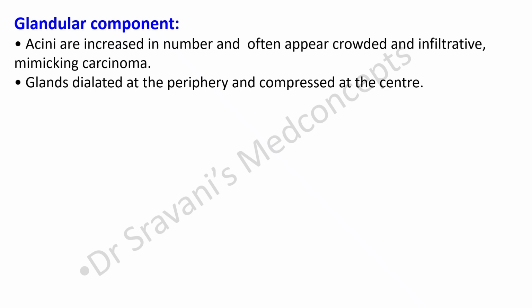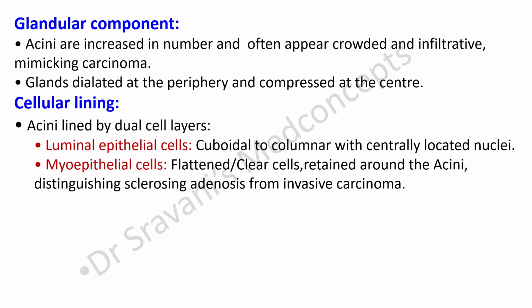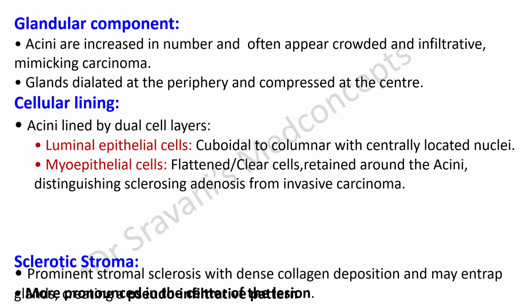Coming to the glandular component, in sclerosing adenosis, acini are increased in number and often appear crowded and infiltrative, which mimics carcinoma. These glands are dilated at the periphery and compressed at the center. Cellular lining: acini are lined by two cell layers, inner luminal epithelial cells and outer myoepithelial cells. The inner luminal epithelial cells are cuboidal to columnar with centrally located nuclei, and myoepithelial cells are flattened or clear cells which are retained around the acini, distinguishing sclerosing adenosis from invasive carcinoma.